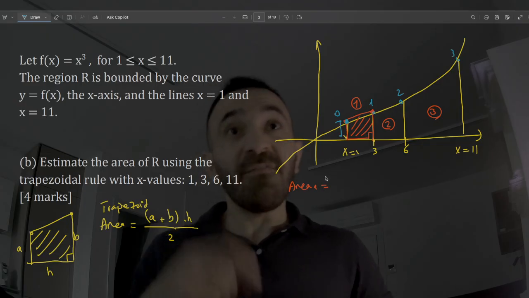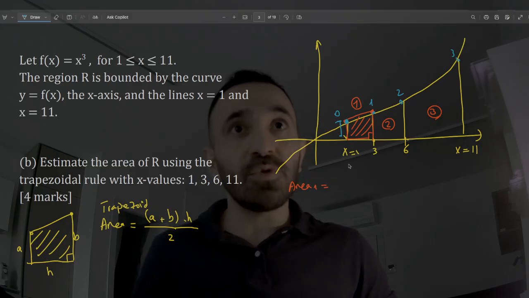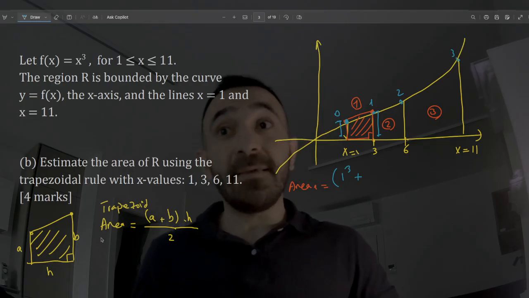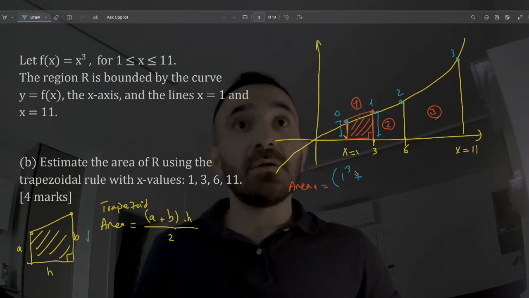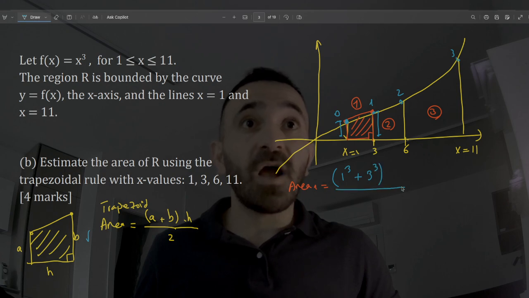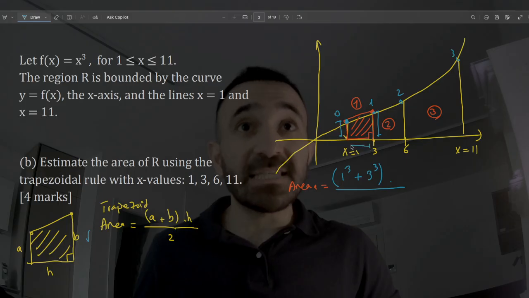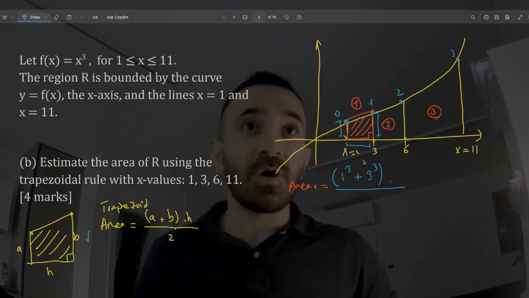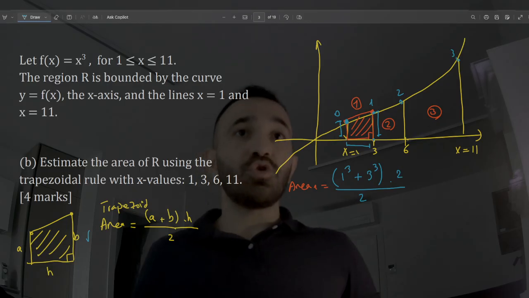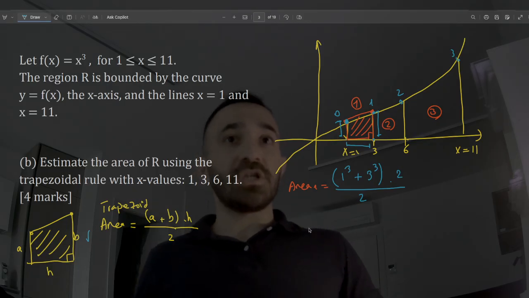So the y value of point 0 is 1 to the power of 3, plus, do you agree with me, this measure here, which is the b, is 3 to the power of 3, times, what is your h in this case? h is 3 minus 1. The x value here is 3, here is 1. 3 minus 1 is 2, divided by 2. So this is the area for the first section.